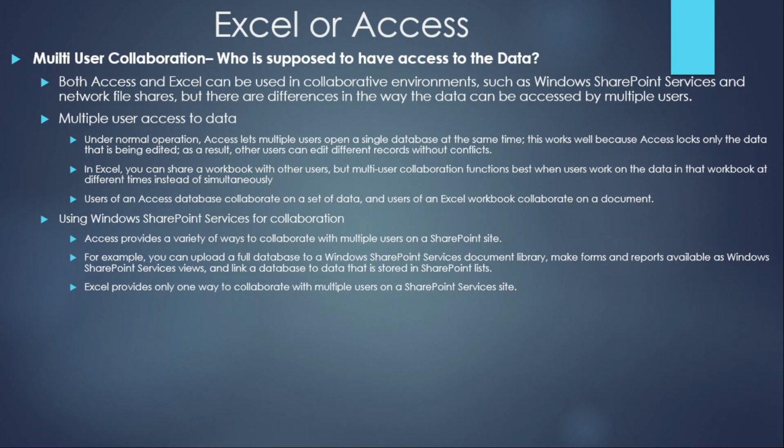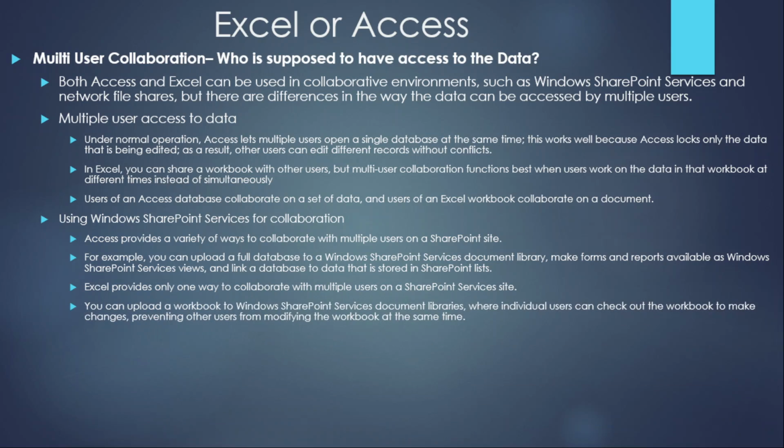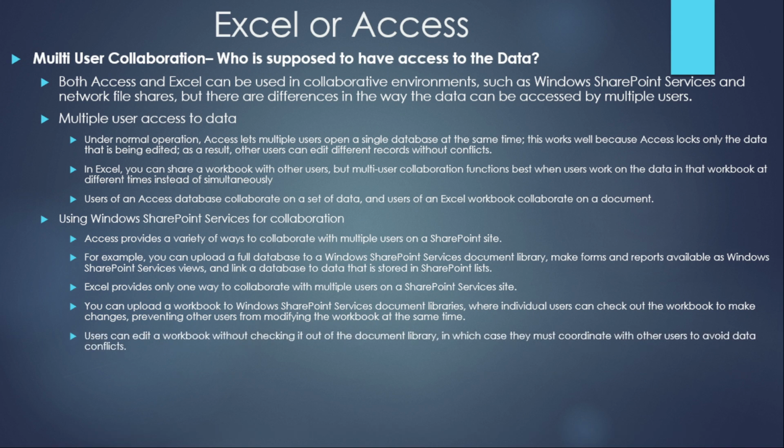While Excel provides only one way to collaborate with multiple users, which is on a document. You can upload a workbook to a Windows SharePoint library where individual users can check out the workbook to make changes, preventing other users from modifying the workbook. So this could be an advantage or a disadvantage depending on how you want to collaborate on the data. So you have to put this into consideration when you are making your decisions. Users can edit a workbook without checking it out of the library, in which case they must coordinate with other users to avoid data conflict.